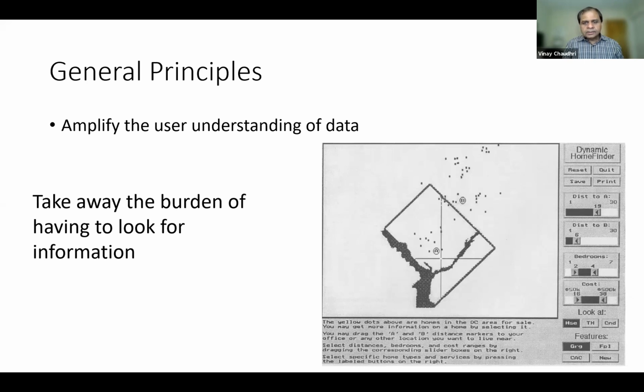Another thing we can do to amplify the user's understanding of data is to take away the burden of having to look for information. So in this case, you see the filters to the right, and through these filters on the right, the user can control the distance within which the apartments should be shown, and the rent, and the number of bedrooms, etc. So using those tools, the burden of having to look for the apartments that the user might be interested in is reduced.